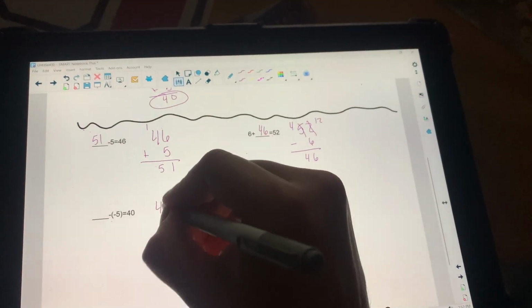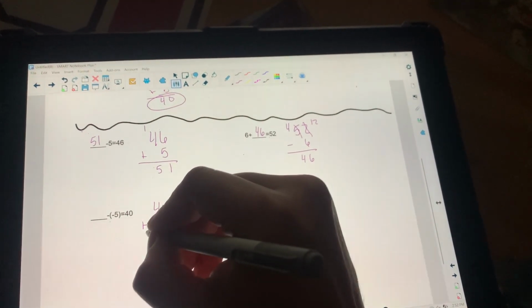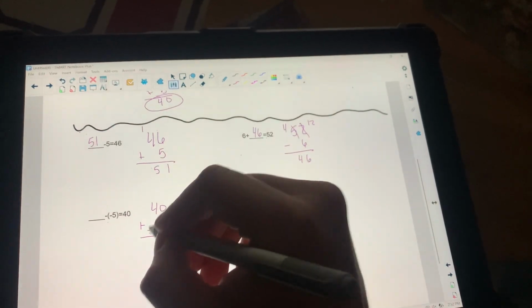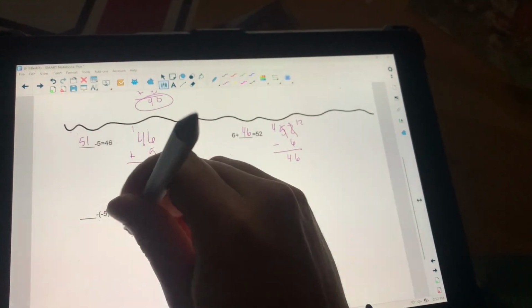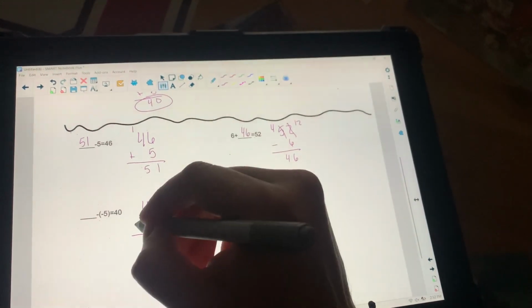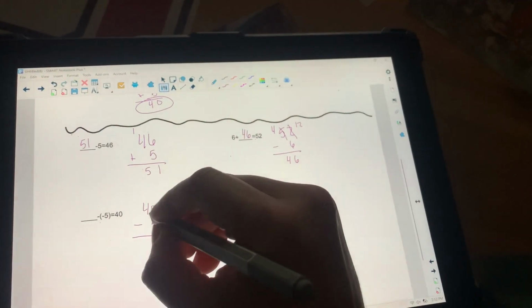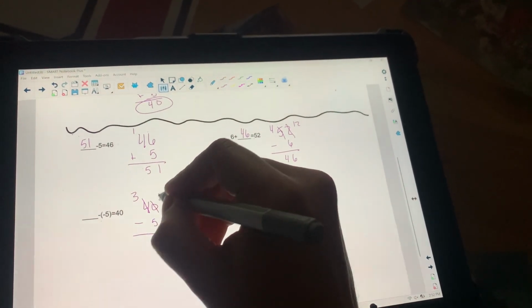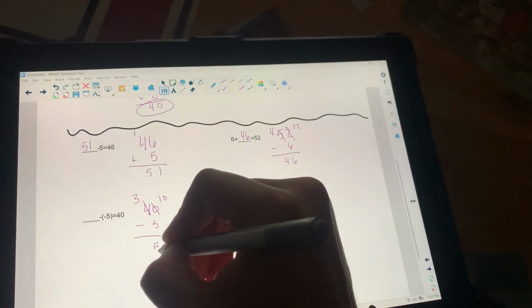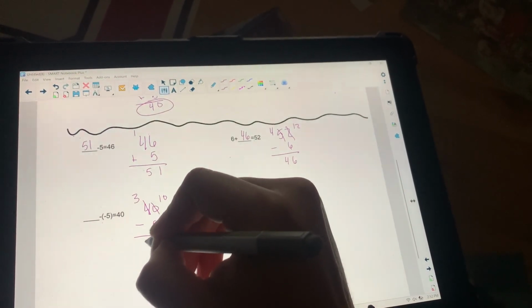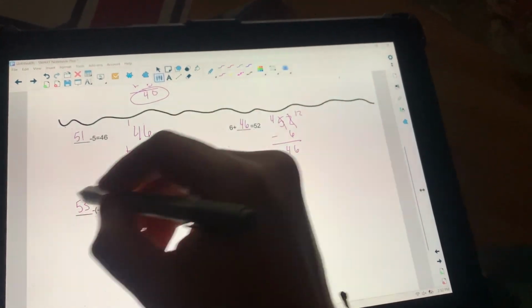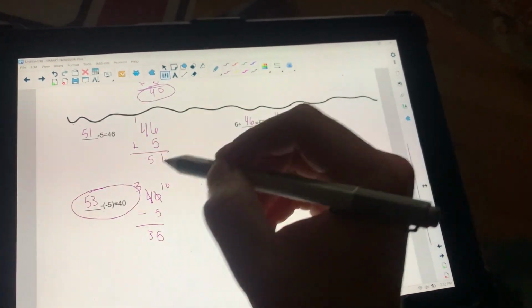I'm going to go 40 plus a negative 5, which is going to give me something. So really 40 plus a negative 5 is like saying 40 minus 5. So I'm going to say 40 minus 5. 0 minus 5 I can't do, so I borrow. 10 minus 5 is 5. 3 minus 0 is 3. So 35. Now, I can check this just in case we were curious about that.